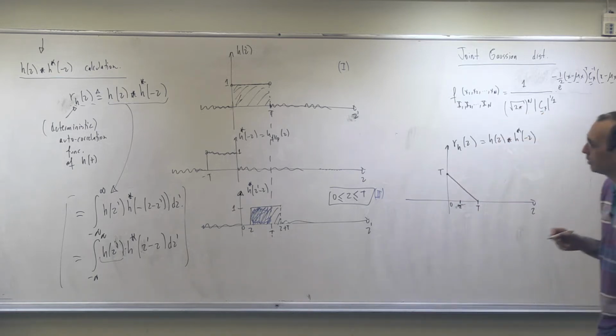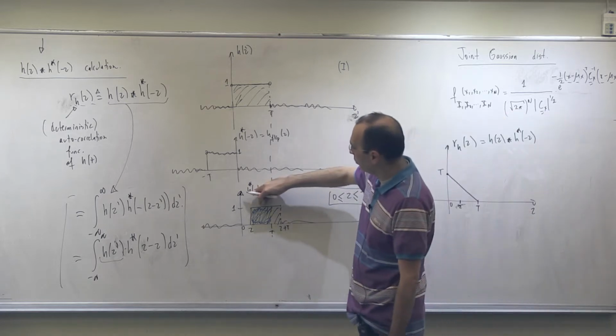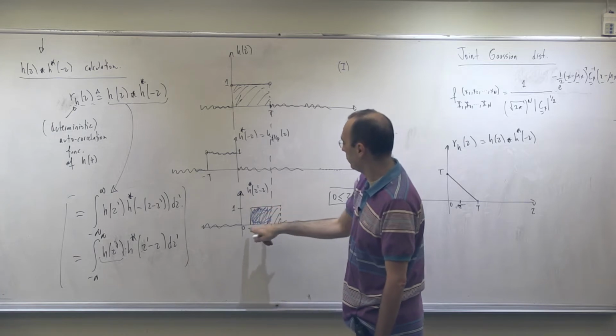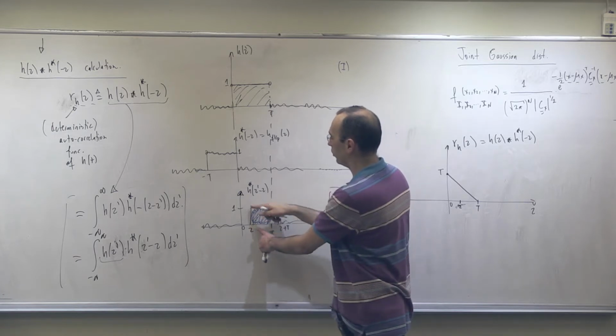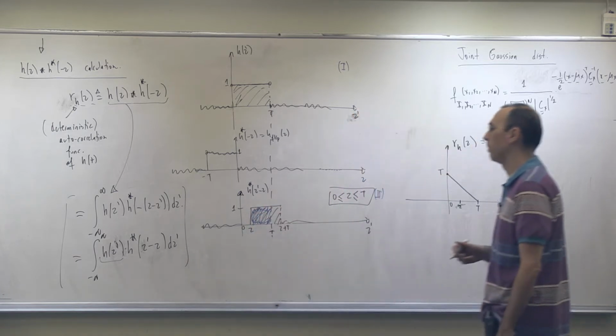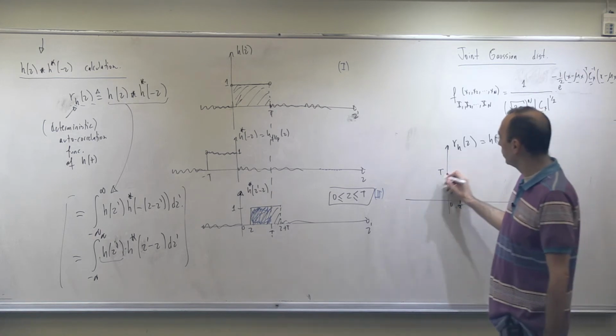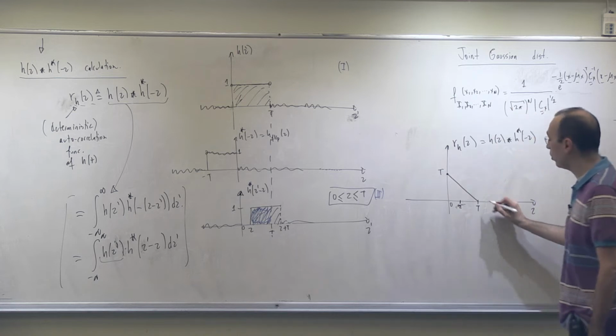Why is it a straight line? Well, we see that if I move towards the right, this side of this rectangle gets smaller. This is constant, 1. So I see this. So how about for the other part? Or let me do this.